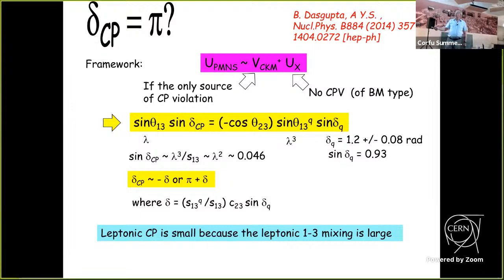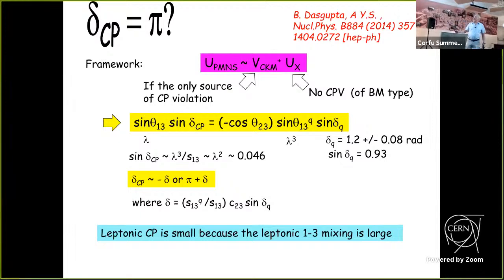That can be obtained in a straightforward way if you assume that the PMNS matrix is the product of two matrices. Actually, I will come to this later. One is of the order of V_CKM, so close to the CKM matrix, multiplied by something new, which may originate from, say, the dark sector, from right-handed neutrinos, whatever it is.